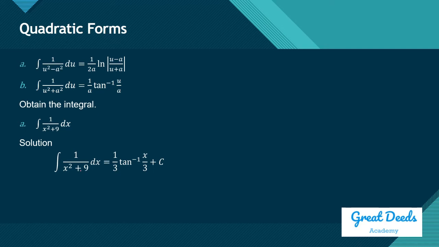Okay, so here 1 over x squared plus 9, this is your u squared. So here a squared is equal to 9, which means a is equal to 3. And so it's going to be equal to 1 over a, 1 over 3 times arctan of u over a, or x over 3, plus c.